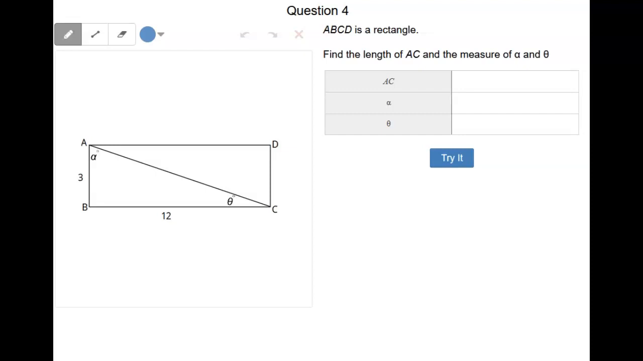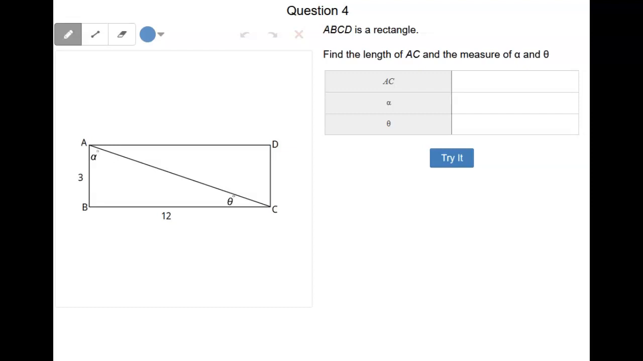Question 4. ABCD is a rectangle. Find the length of AC and the measures of alpha and theta. So to find the length of AC, we have options. We can either use trig functions or we can use Pythagorean theorem. So I'll show you how to do both, and you guys can decide whether you prefer trig or whether you prefer Pythagorean theorem.